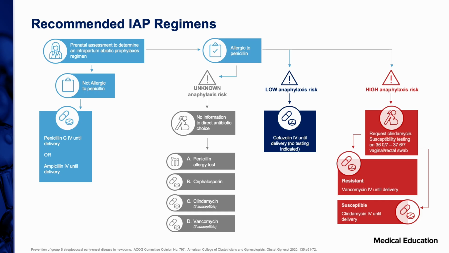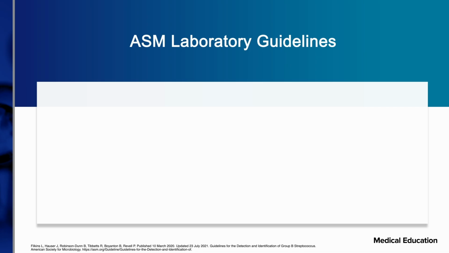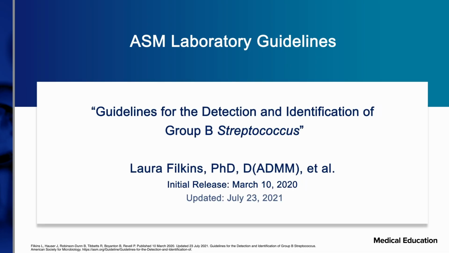And that kind of brings us to the laboratory guidelines. So we detect all of these things in the lab, right? We detect group B strep in the lab. We do the antibiotic susceptibility results in the lab. So let's talk about the ASM laboratory guidelines. These are the guidelines for detection and identification of group B strep, which were released in 2020 and then updated in July of 2021.